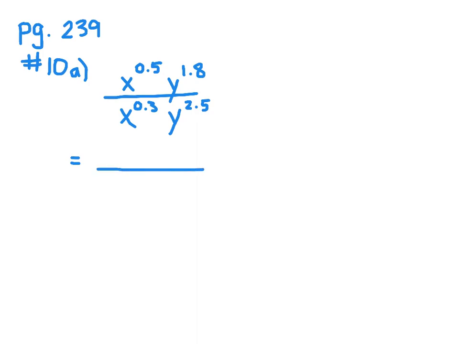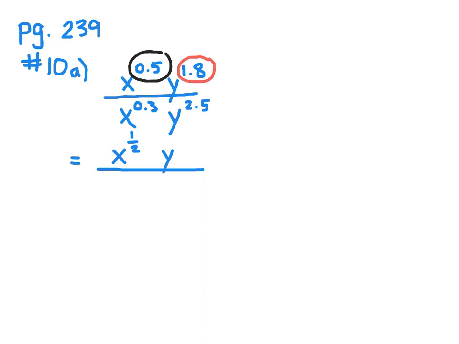Let's take a look on page 239, number 10A with decimals. The first thing we're going to do before we start doing any division rules is convert all of these decimal numbers into fractions. Obviously, the easier one, 0.5, we can convert very easily. That's x to the power of a half. And over here we have y to the power of 1.8.